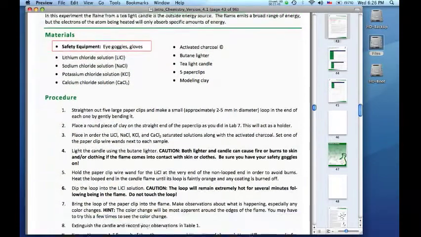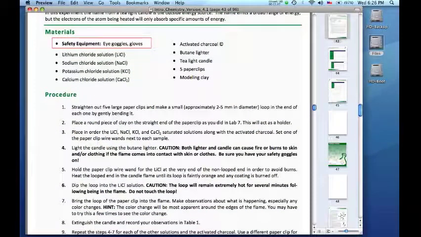So using this stuff, be sure to wear your safety glasses as always. And we have the different chemicals here: lithium chloride, sodium chloride, potassium chloride, calcium chloride, and activated charcoal. And the idea is you take the paper clips and you make a little loop in them and just turn it and then stick it into the modeling clay. This isn't going to get hot.